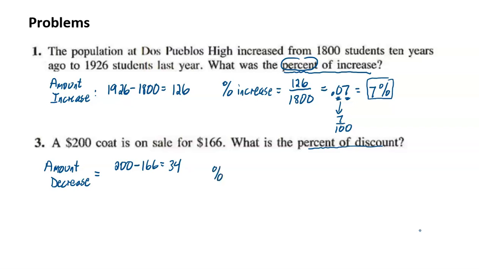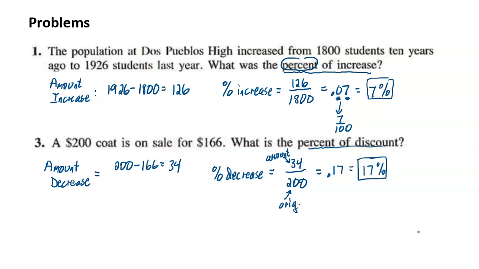Now we can get our percent decrease or percent discount. It's the amount of the decrease, 34, divided by the original amount, 200, not the 166. Divide this on a calculator. This is the decimal 0.17, which is the percent, 17%. Remember when you're doing this that the top number is the amount of decrease and the bottom number is the original.